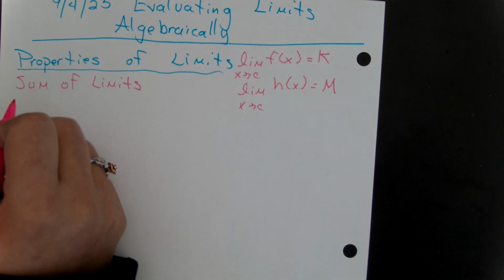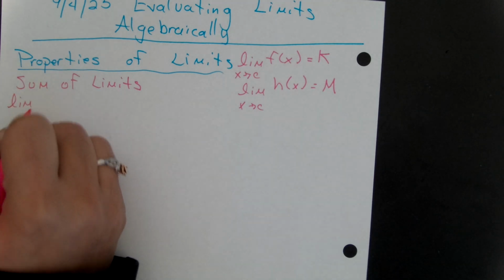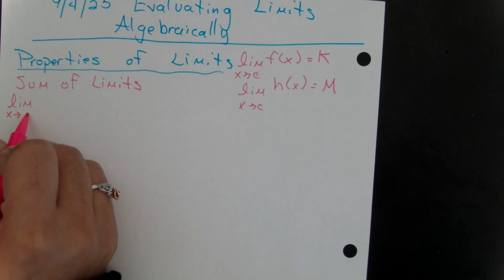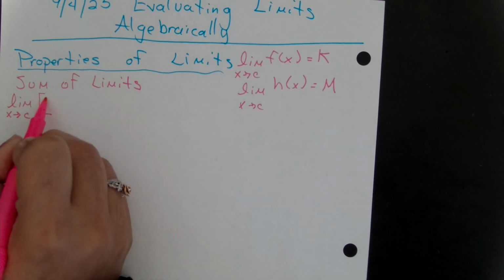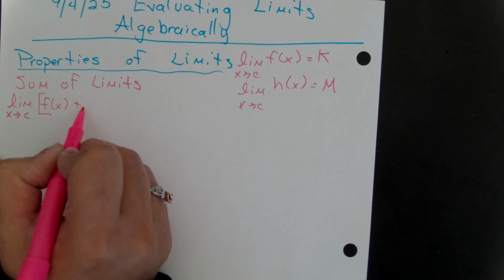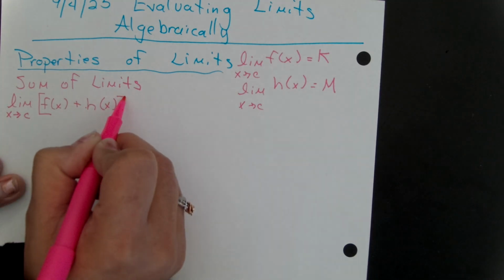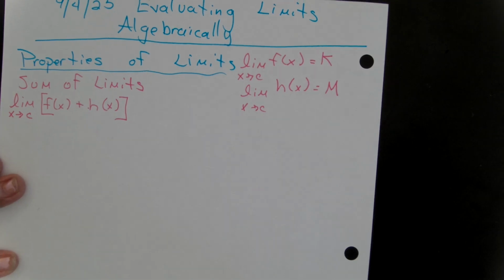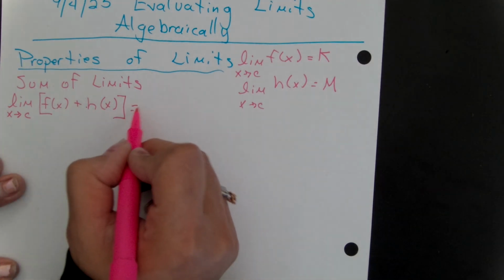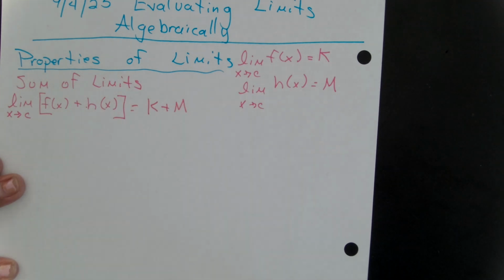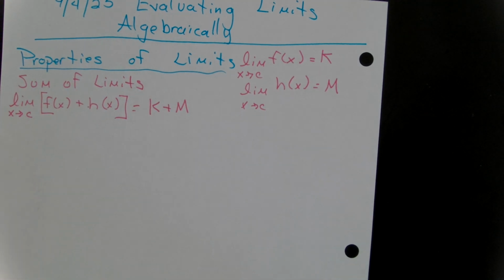The sum of the limits says that if I have the limit as x approaches c of the two functions added together, I can take the value of those limits and add them together. Again, the sum of the limits tells me if the limit exists on the two limits given and they're being added together, I can take the value of their limits and add them together.